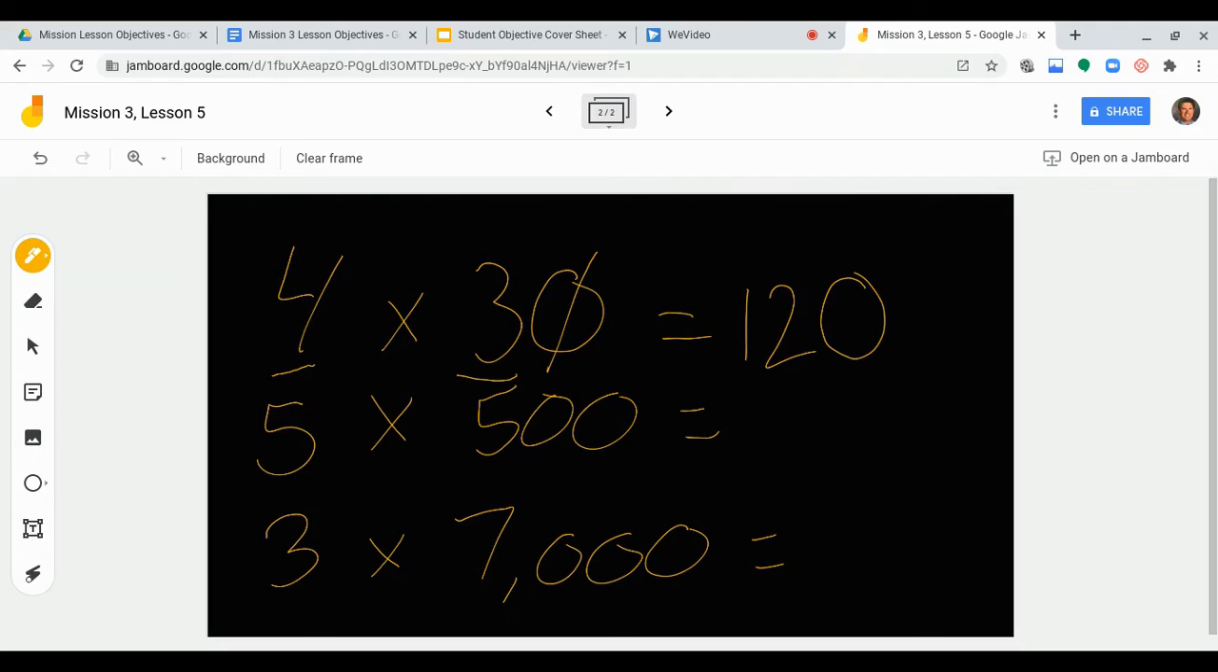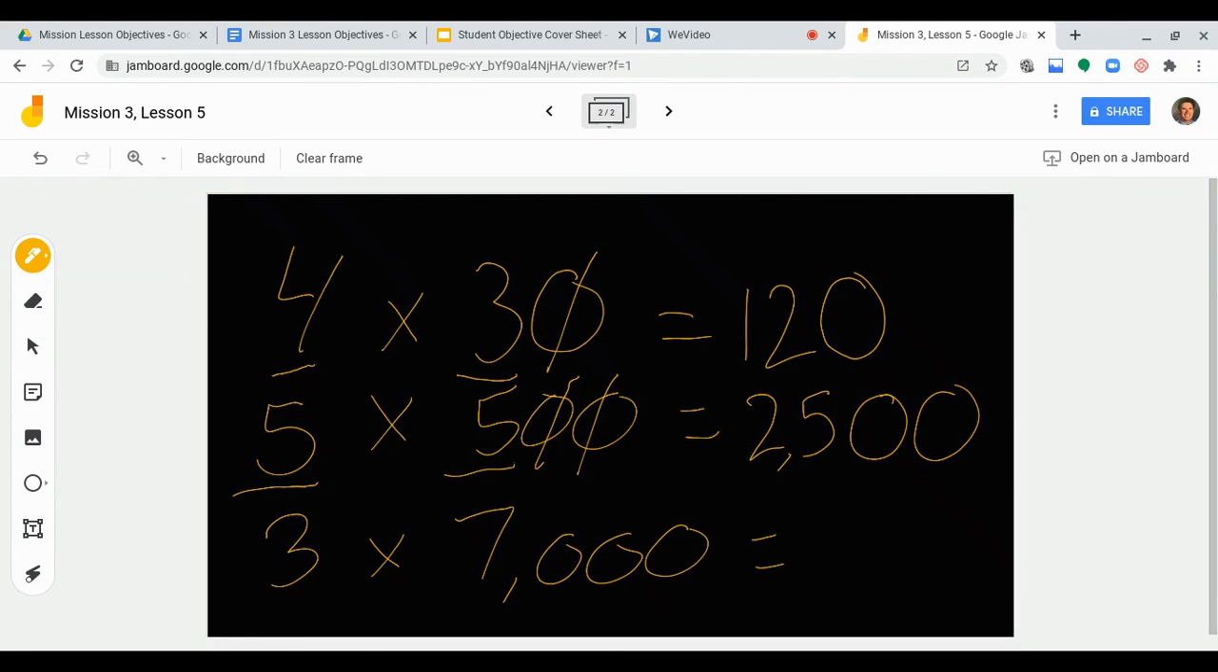Now, I'm going to do the same thing for 5 times 500. I might not be able to tell you what 5 times 500 is just off the top of my head, but I can tell you, because I know my multiplication facts, that 5 times 5 is 25. And then how many zeros did I have? I had 1, 2 zeros in that 500. So I would just put those zeros back on the end. So 5 times 500 is 2,500. Just as 5 times 5 is 25, but then I just put the zeros back on the end.